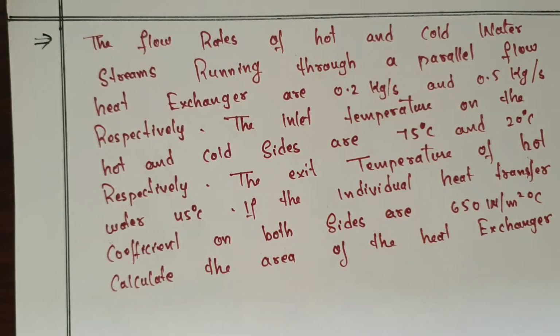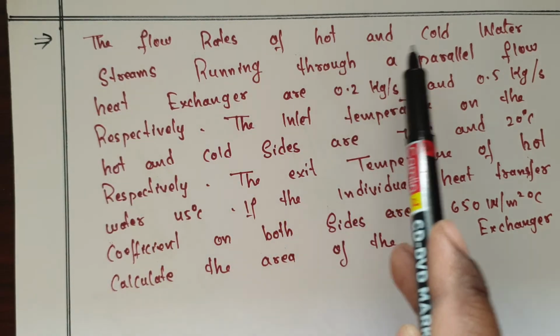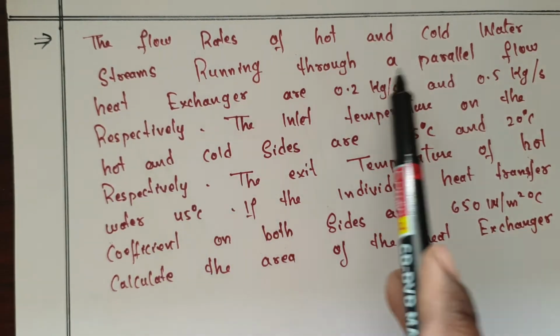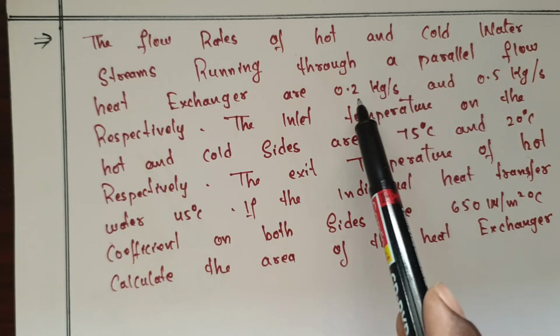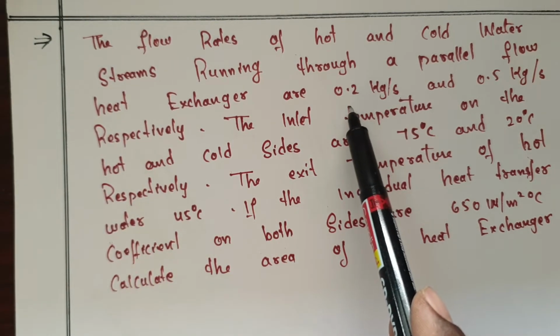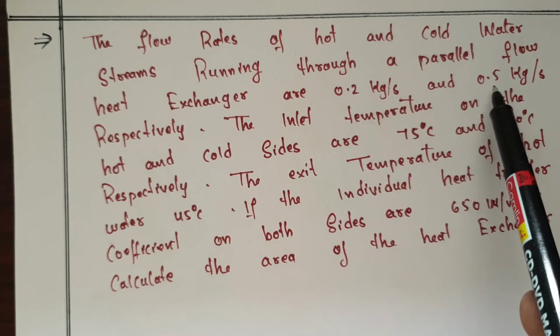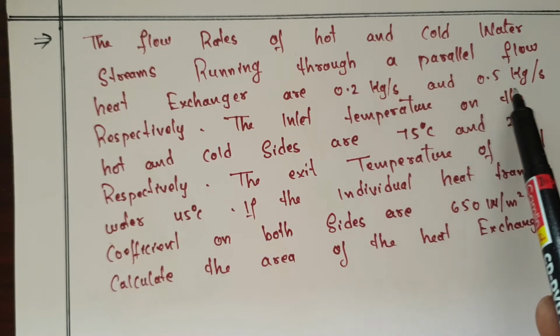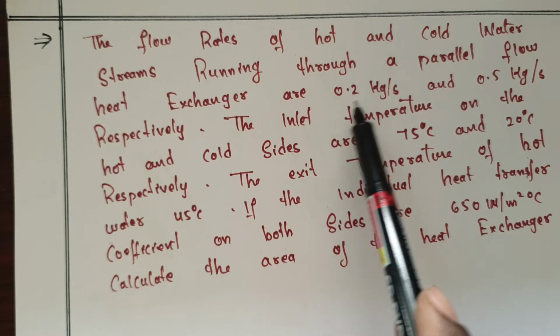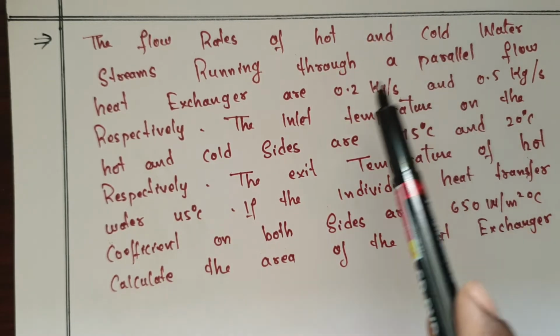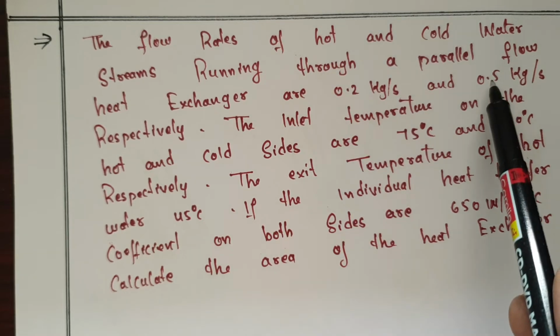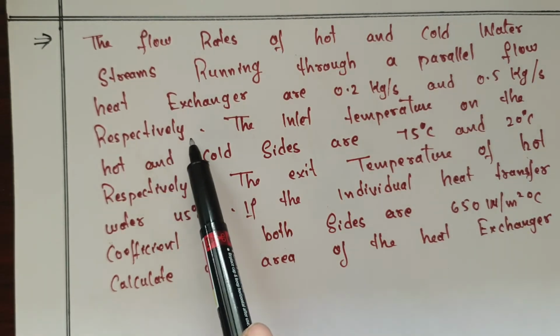So here what is given: the flow rate of hot and cool water stream running through a parallel flow heat exchanger. Mass is given as 0.2 kg per second and another mass as 0.5 kg per second. The first mass is for the hot fluid and the second mass is for the cool fluid, respectively.